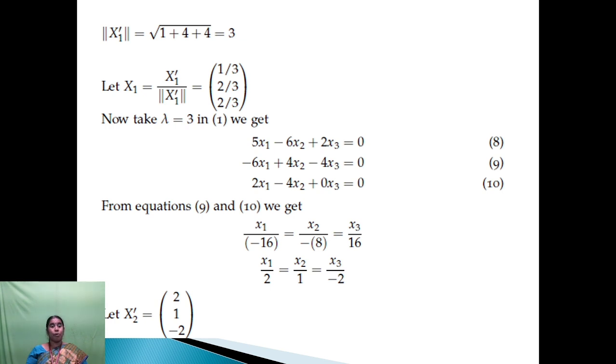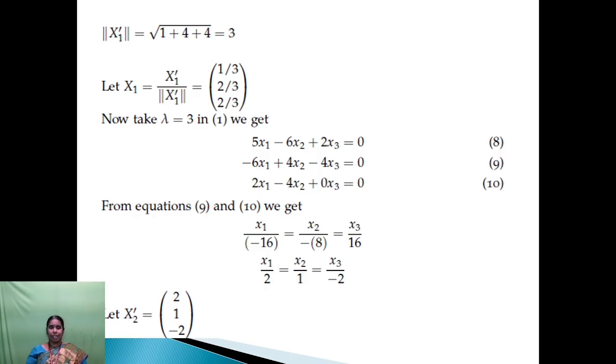Next, we find the modulus of X1 dash, which is the root of the sum of squares of each coefficient, which is the root of 1 plus 4 plus 4, that is 3. Therefore, capital X1 is written as 1 by 3, 2 by 3 and 2 by 3. This is our first normalized eigenvector.